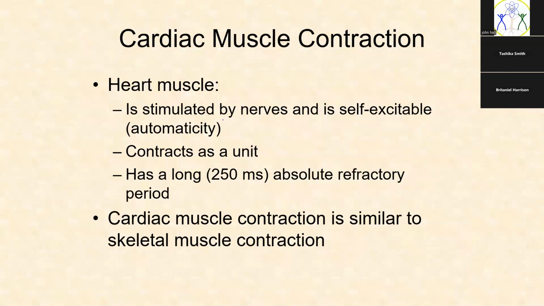I'm not sure if you learned this in AMP1. It mentions here, heart muscle is stimulated by nerves and is self-excitable. So this means that heart muscle is what we call myogenic, right? Heart muscle can generate its own impulses to contract, which is kind of interesting because what it means is that it does not need signals from the brain to contract.